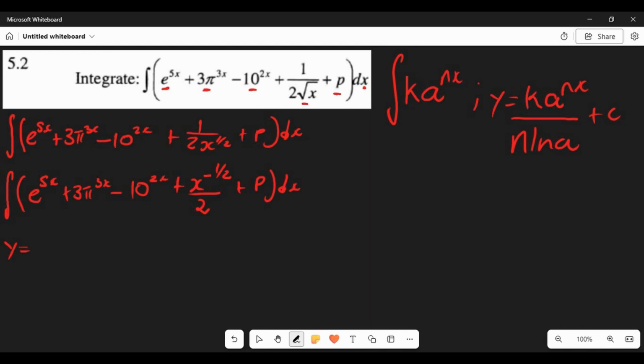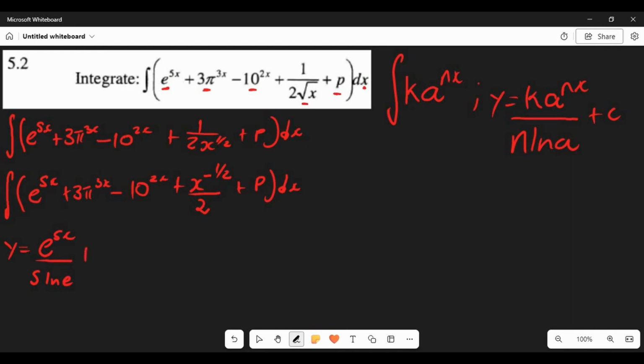So let's do the first term here. As you can see, e is actually our a in this case, and then n is 5x. All right, then we divide by, now remember we must multiply by n in this case, which is 5, natural log e. All we do is just substitute these values in our formula there on our top right.